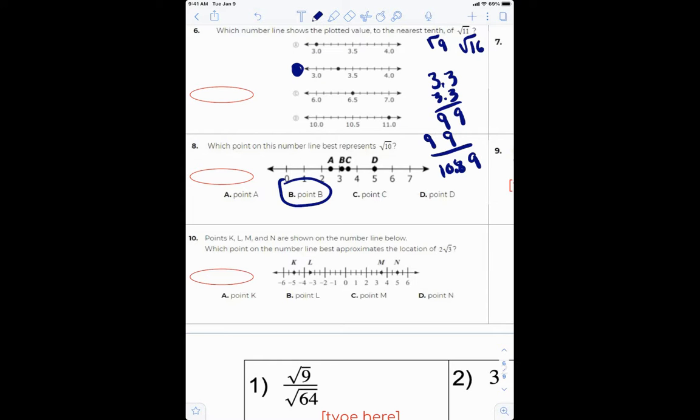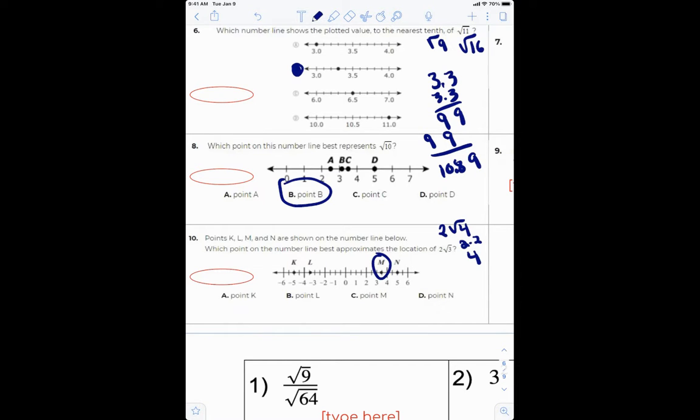So for problem 10, it says points K, L, M, and N are shown in the number line below. Which point on the number line best approximates 2 times the square root of 3? Well, if I just wanted to approximate, instead of using the square root of 3, I use the square root of 4. I know that 2 times the square root of 4 is the same as 2 times 2, which is 4. So I know it has to be less than 4. So really, the only option here is M.